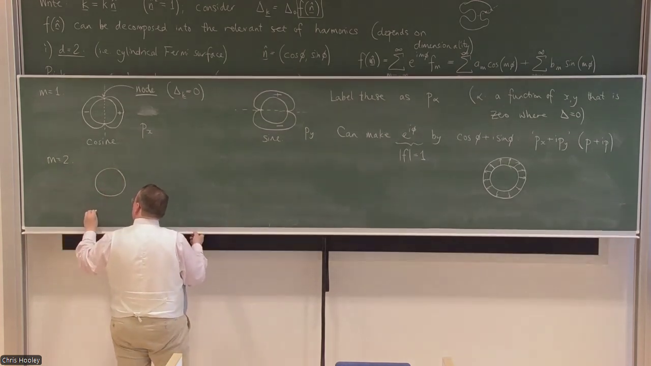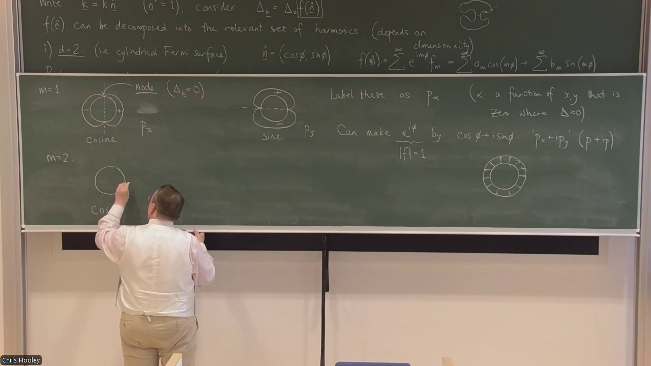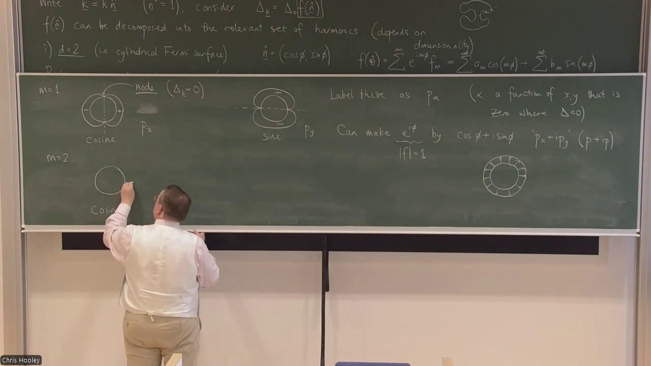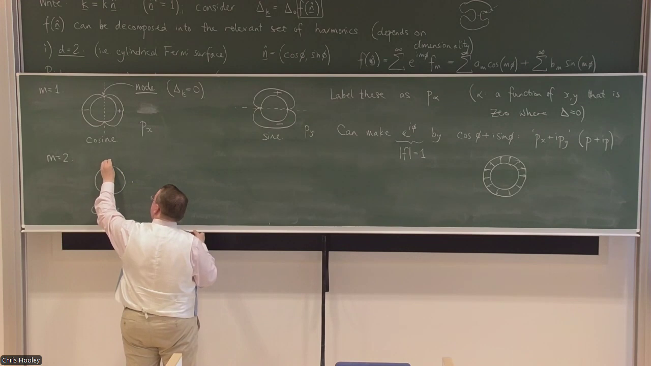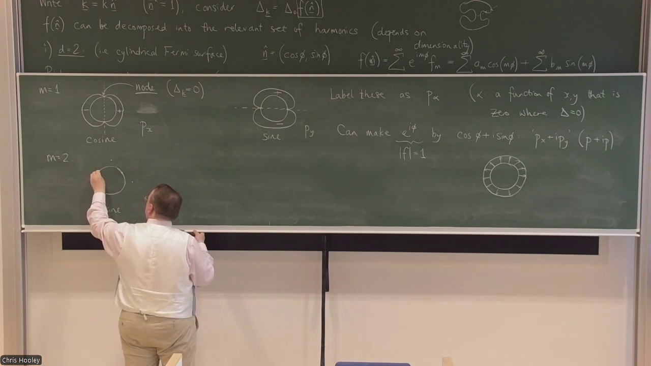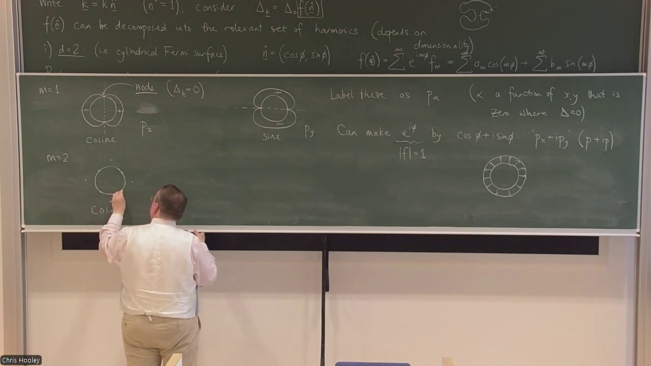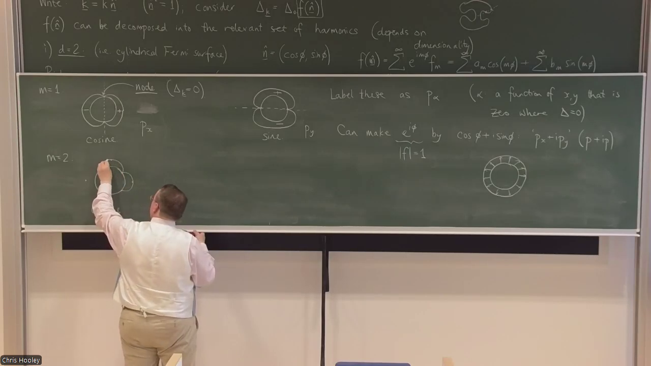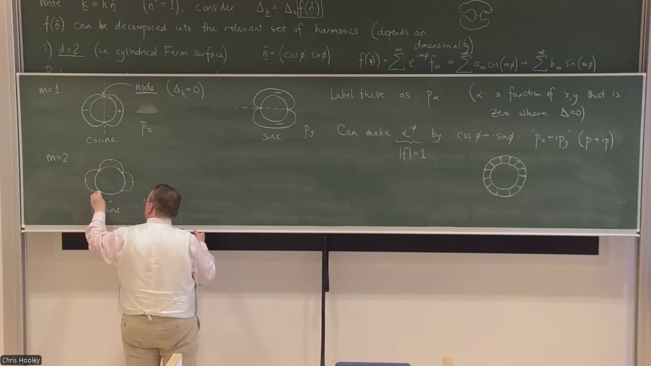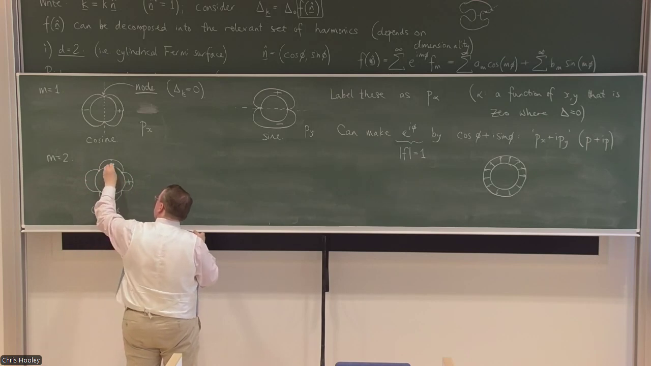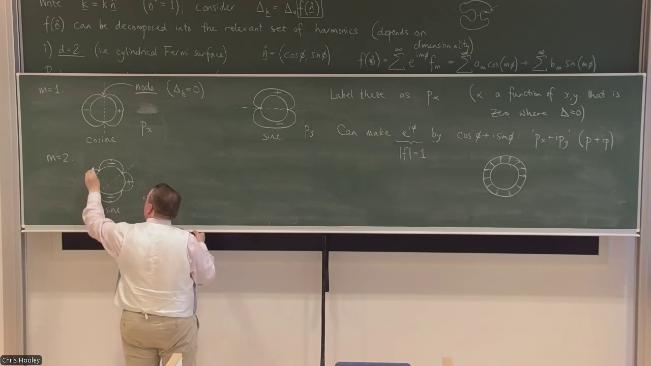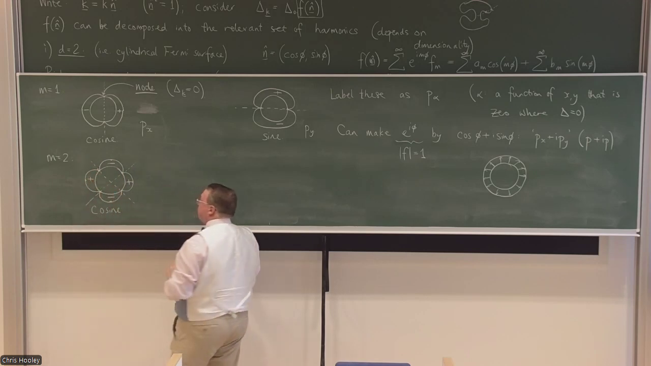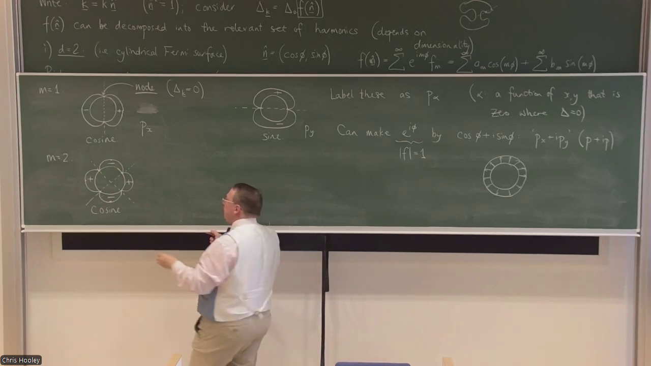So m equals 2 cosine is +1 here, it's got a node here, it's -1 here, it's got a node here, +1 here, it's got a node here, -1 here, got a node here. So something like this, plus, minus, plus, minus. And the nodes lie on these lines.